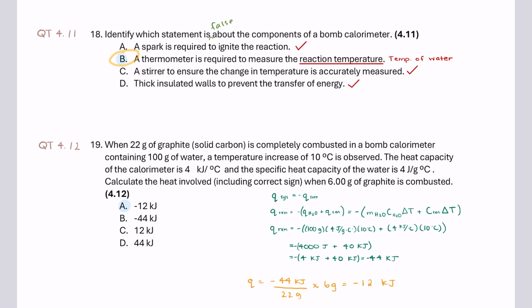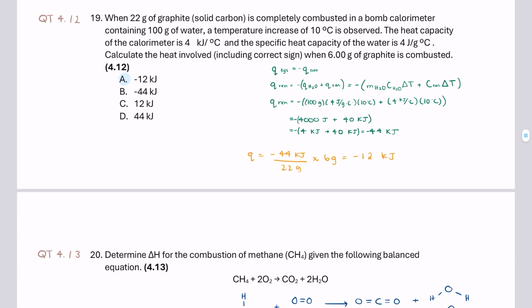Finally, D says thick insulated walls prevent the transfer of energy. This is also correct. The calorimeter is designed to be as thermally isolated as possible so that all of the heat released by the reaction stays in the system. If heat escaped to the environment, then the results would be inaccurate. Therefore, the answer for this problem is B. Let's move on to problem 19.